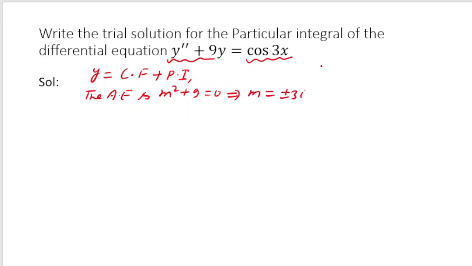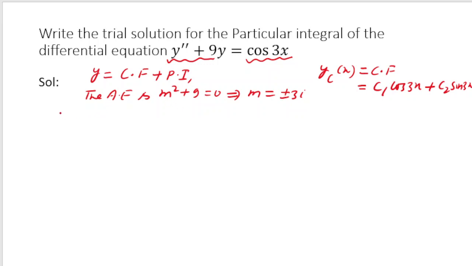So what is the complementary function? If I write yc(x), because we are using the term yp(x), so don't get confused, I can write complementary function, and here I write, suppose, c1 cos 3x plus c2 sin 3x. Why do we write this? You already know that if the roots are imaginary, then this is how the complementary function is written. Yes or no?